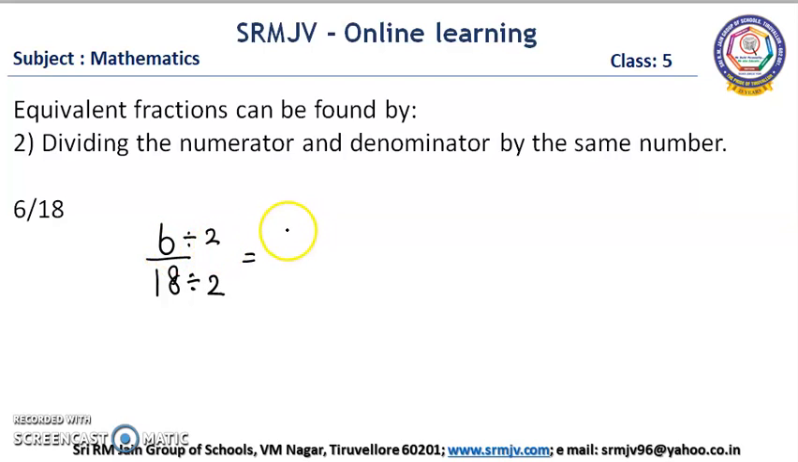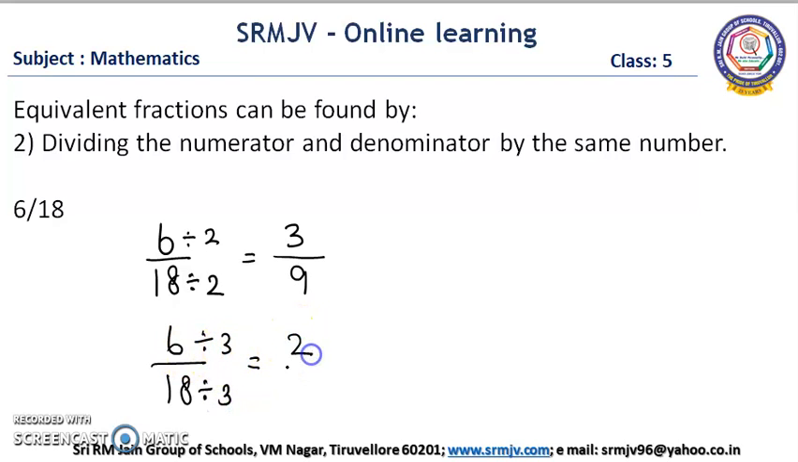6 divided by 2 is 3. 18 divided by 2 is 9. So, 3 by 9 is equivalent to 6 by 18. Again, 6 by 18, both numbers are divisible by 3. So, I am going to divide the numerator and denominator by 3. 6 divided by 3 is 2, 18 divided by 3 is 6. 2 by 6 is equivalent to 6 by 18.